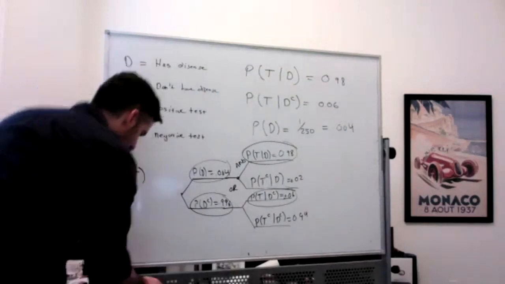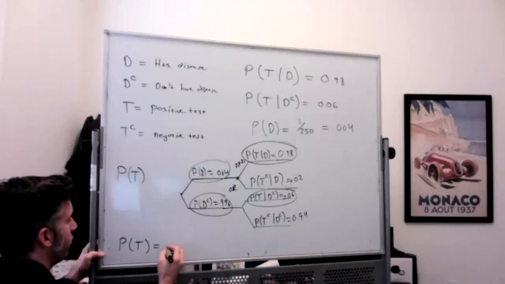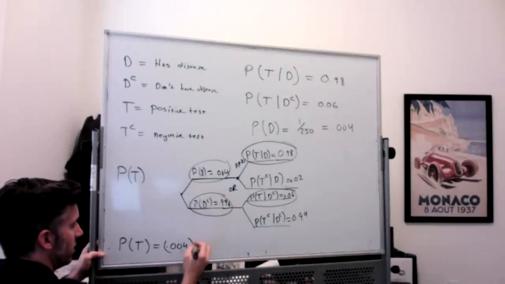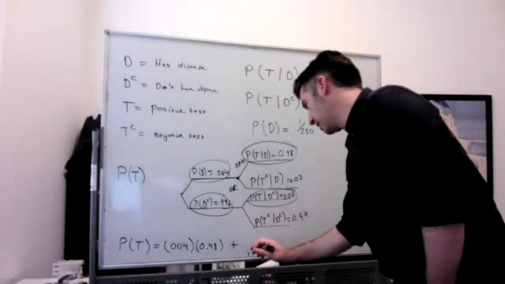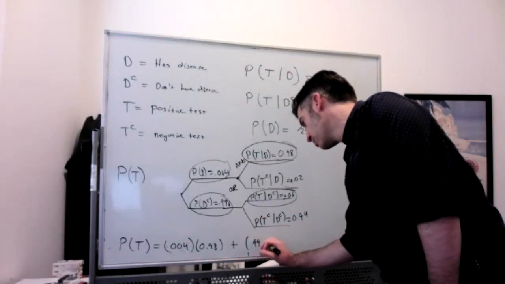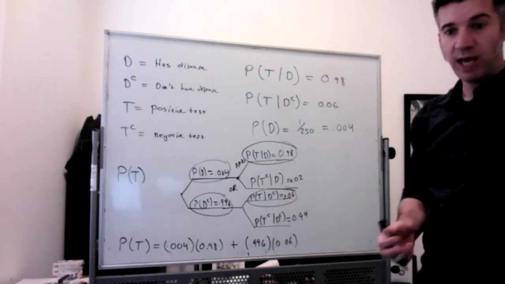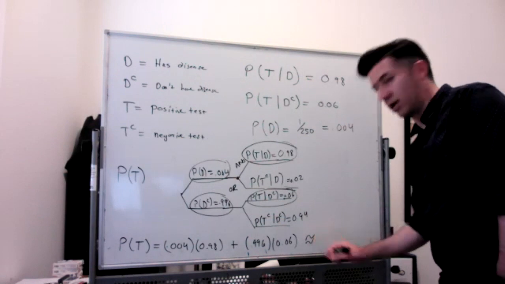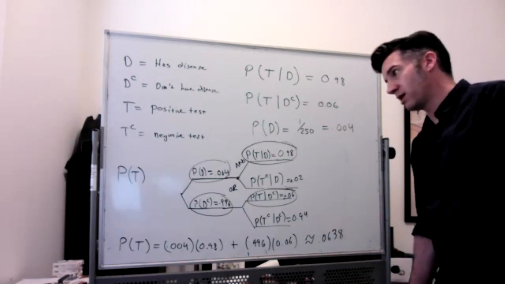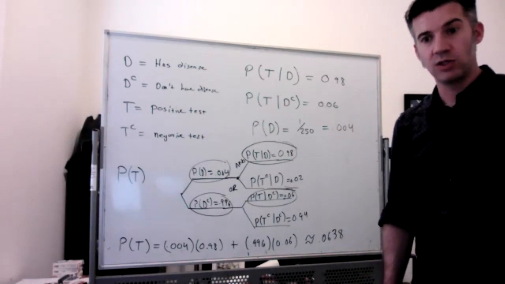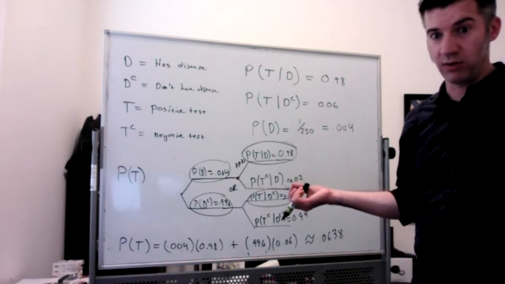So the probability of testing positive is going to be 0.004 times 0.98 plus 0.996 times 0.06. If we calculate that, it's going to be approximately 0.0638. So it looks like there's about a 6.38% chance of testing positive for this disease, just if you pick some random person off the street.